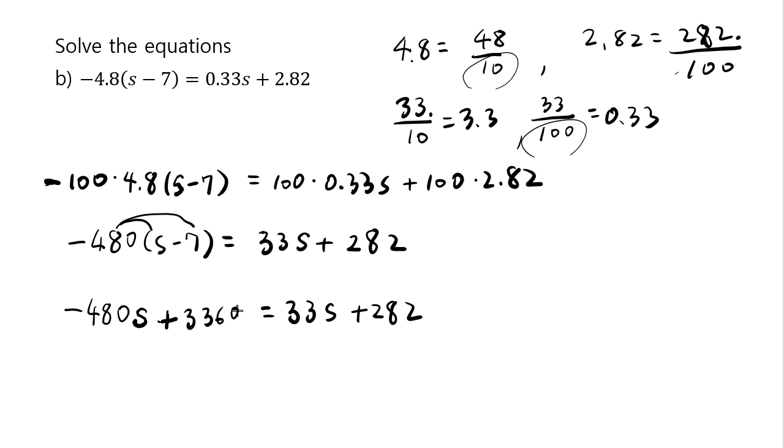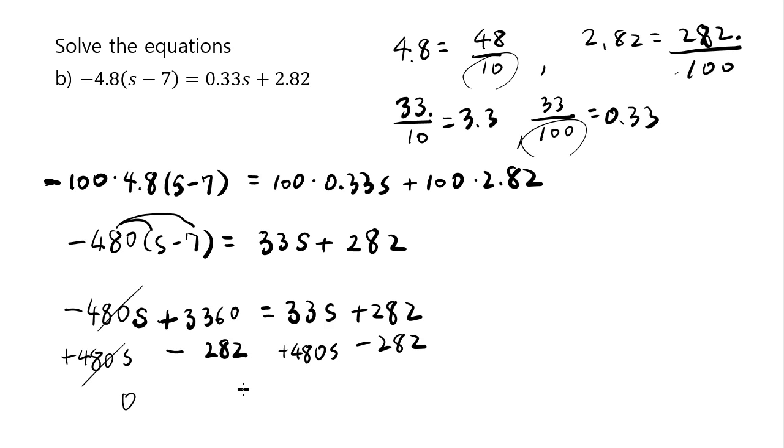In that case, you have to move the s's so that s is on one side and the ones that do not have s's should be on the other side. So what we want to do is subtract 282 on both sides. Let's align it like this. And then we will add 480s on both sides so that this is gone.